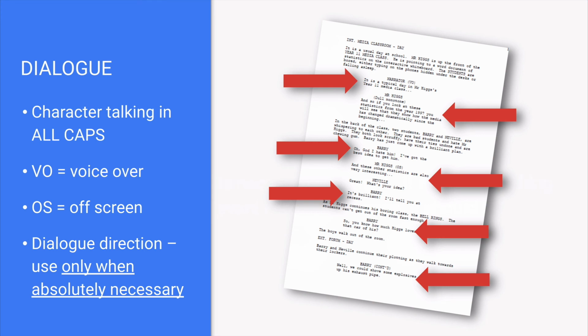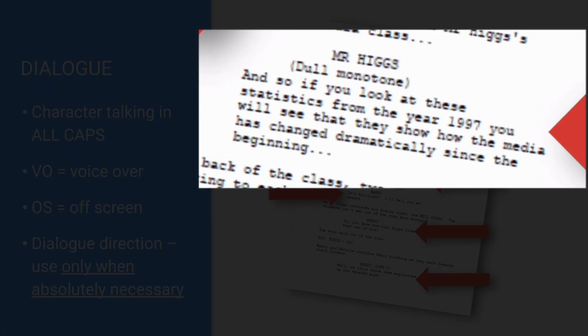I talked a little bit before about parentheticals, or dialogue direction. You can see under Mr. Higgs, we've got dull monotone in brackets. That is describing the way that a character is talking, and it should only be used when absolutely necessary. Use this sparingly. If a character is angry and they're saying, "I hate you," we can get an idea about how that dialogue is going to be delivered. Like I mentioned before, if someone's talking sarcastically, that doesn't always come through naturally. So you might want to use a dialogue direction or a parenthetical to make that clear, but only if it's necessary.